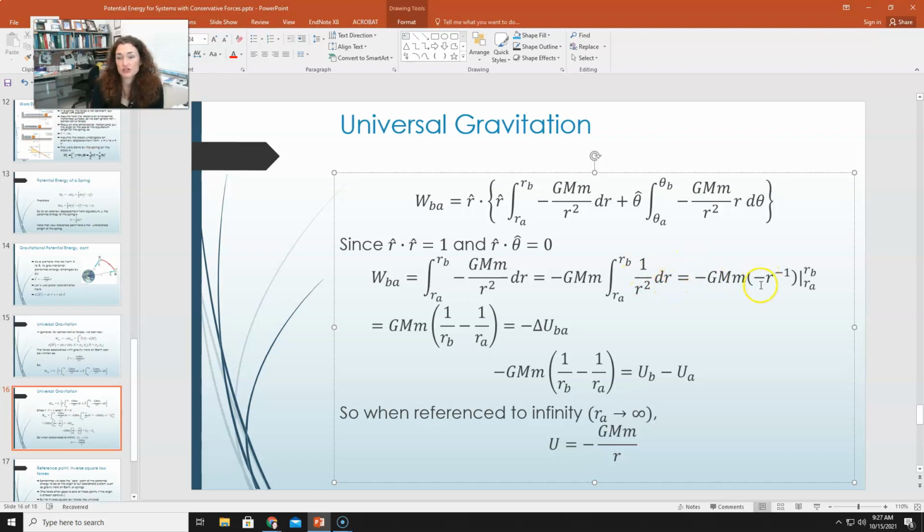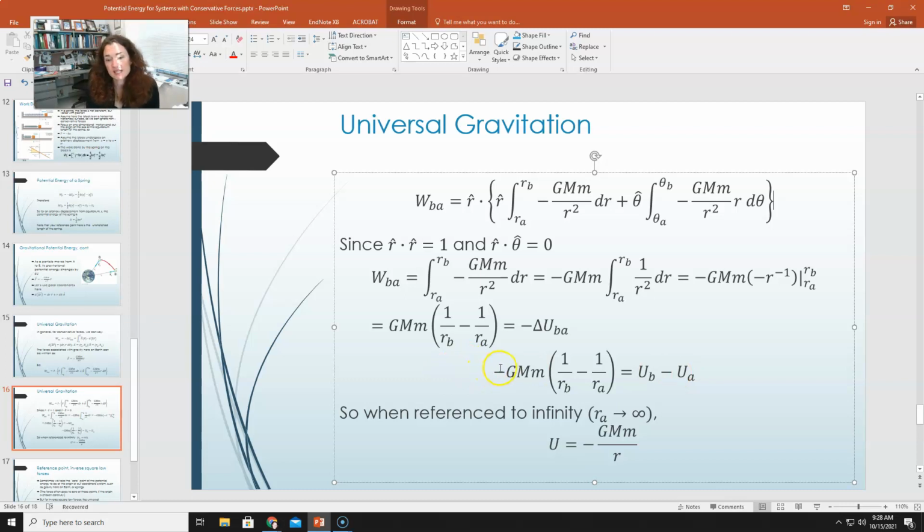So to find that integral, you increase the power by 1. You have r to the minus 1, and that makes a negative sign out front. So then it ends up being G big M little m over r evaluated from r_A to r_B. That gives you G big M little m times 1 over r_B minus 1 over r_A, and that's equal to the negative change in the potential energy, negative delta U.